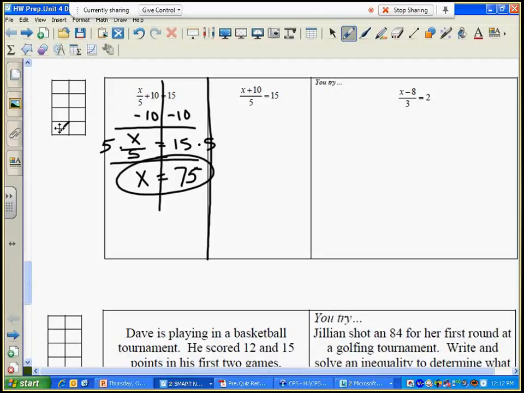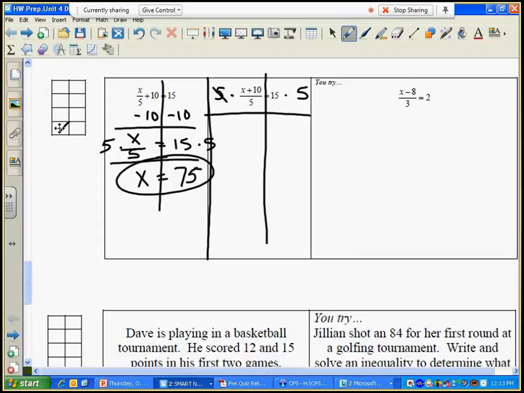Take a look at the second problem here. x plus 10 over, divided by 5 equals 15. There you can see that the plus 10 was done to the x first. Then that expression was divided by 5. So as we begin to undo or solve this particular equation, we're going to undo the things that were done last. So for instance, on this one, I'm going to multiply by 5 first. And the reason why I'm doing that is because they divided by 5 last.